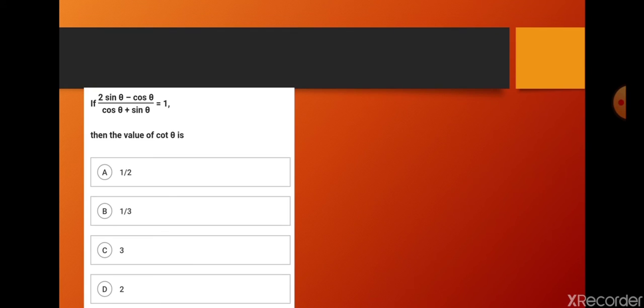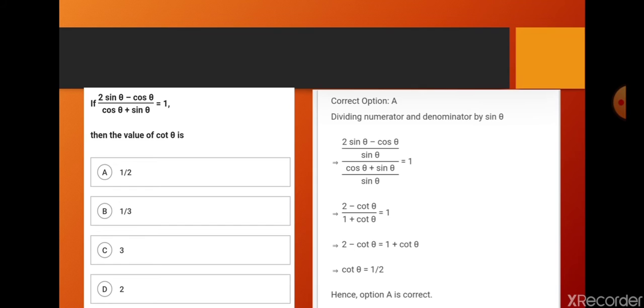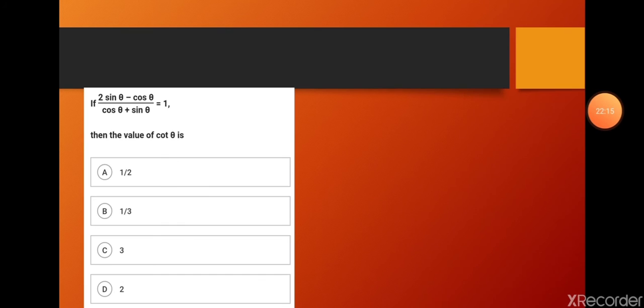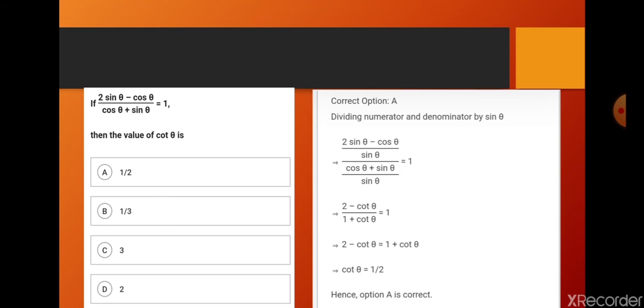Guys, let's move to the problems. Problem number 1. If (2 sin theta minus cos theta) divided by (cos theta plus sin theta) equals 1, then the value of cot theta is: option A 1 by 2, option B 1 by 3, option C 3, option D 2. The correct option is A. Let's see the solution of this problem.